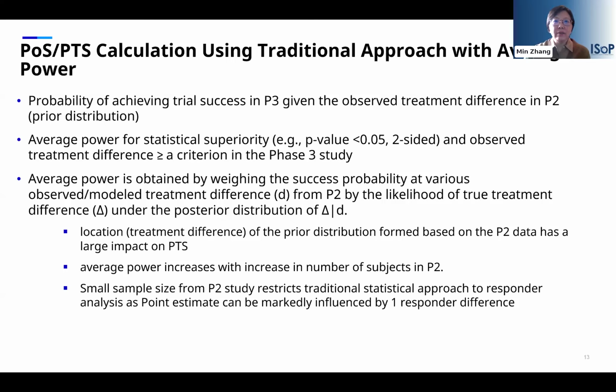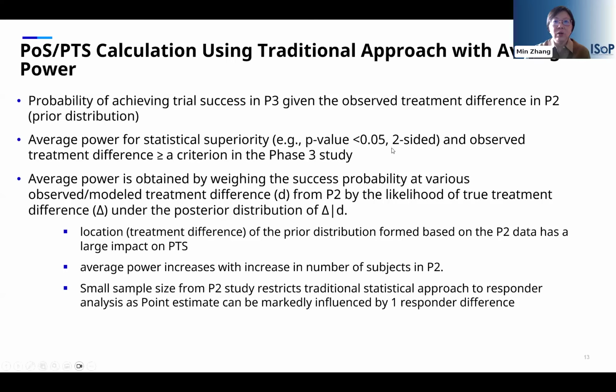So as you can see from the formula, the average power can be impacted by various factors. First is the location, that is the treatment difference of the prior distribution formed based on the phase 2 study, which has a large impact on the calculation of POS and PTS. And average power increases with increase in numbers of the subjects in the phase 2 study, as the larger the sample size, the greater the precision of the estimate and the less uncertainty of the treatment effect.